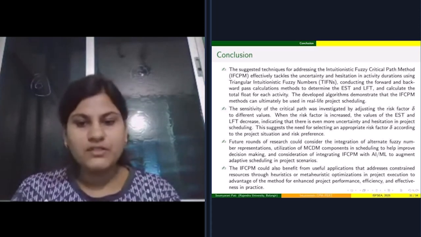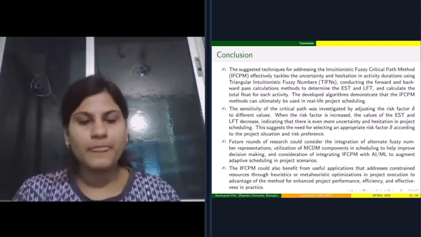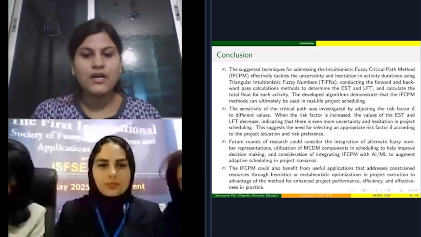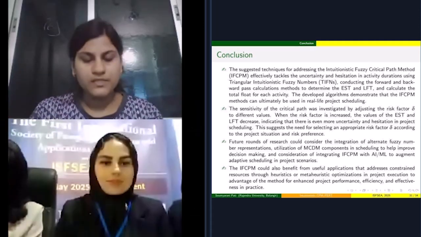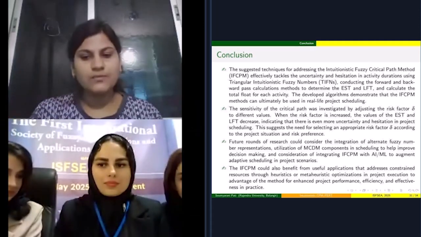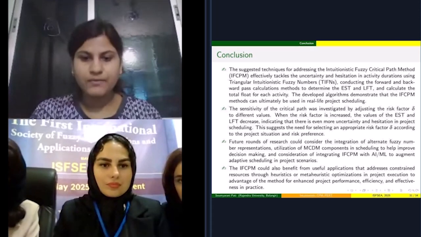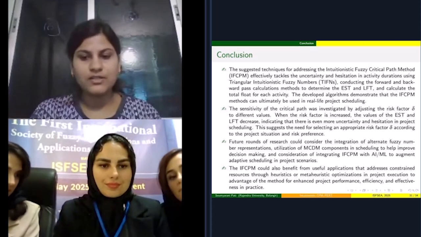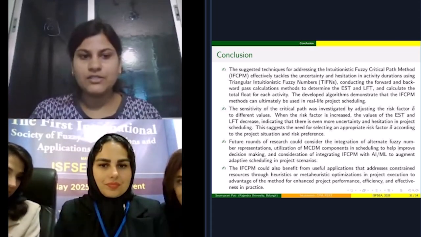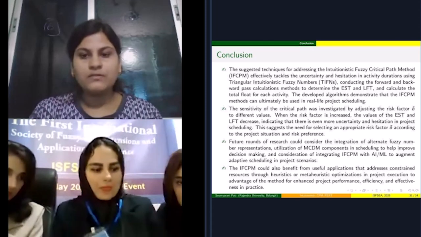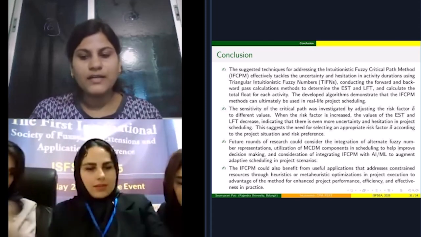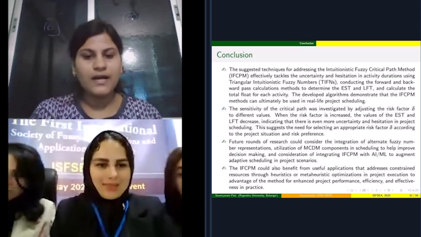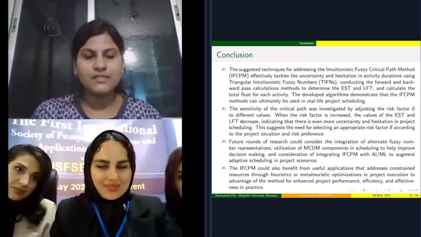Future research could consider the integration of alternate fuzzy number representation, utilization of MCDM in project scheduling to help improve decision making, and consideration of integrating interstochastic fuzzy CPM with machine learning or artificial intelligence in adaptive project scenarios.